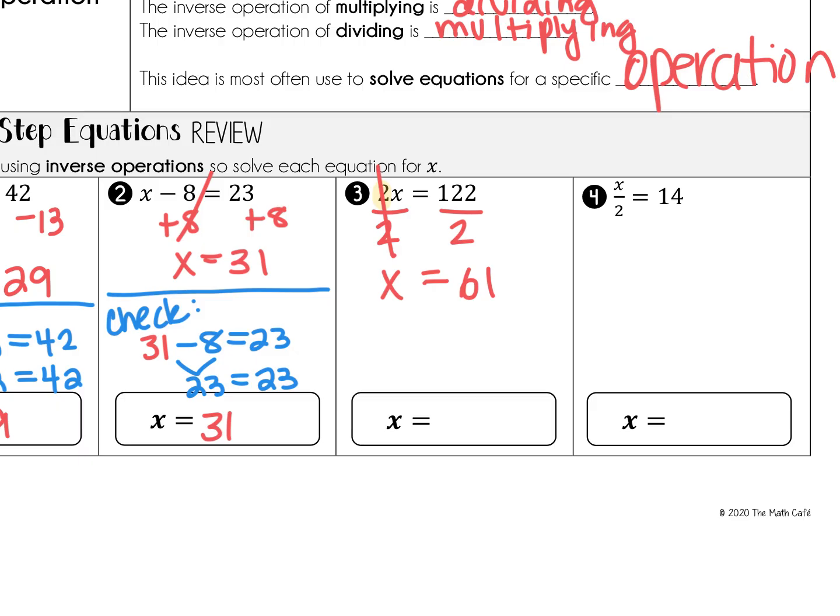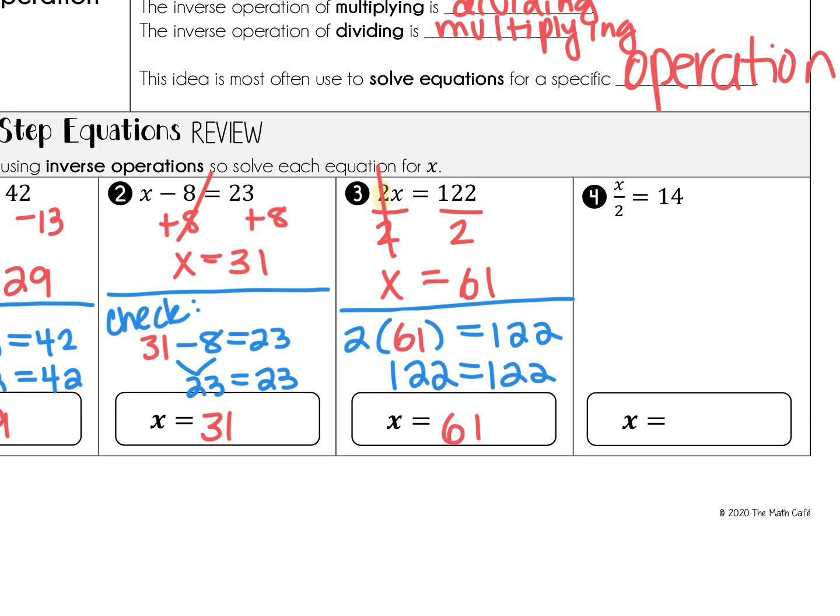Let's go ahead and check our solution. To check our solution, we'll replace x with our believed solution of 61. 2x equals 122 becomes 2 times 61. And we'll check and see if that does indeed equal 122. Again, use your calculator, you can never be too sure. 2 times 61 is indeed 122, so we can confidently say that our solution is x equals 61.